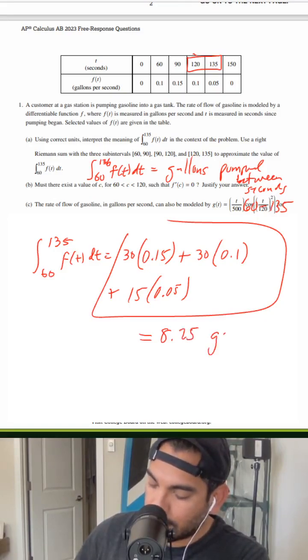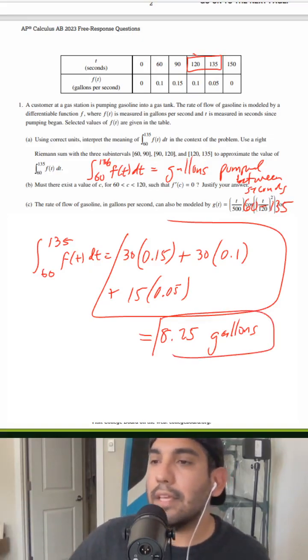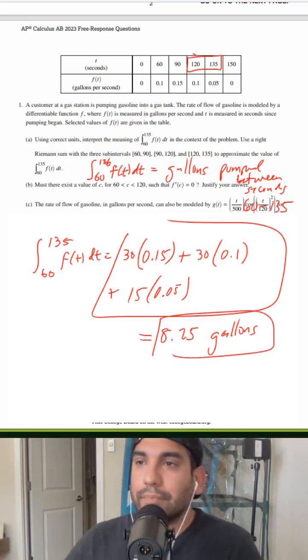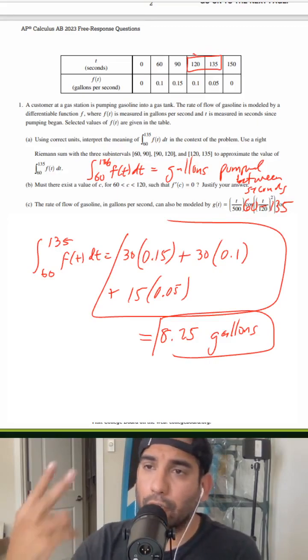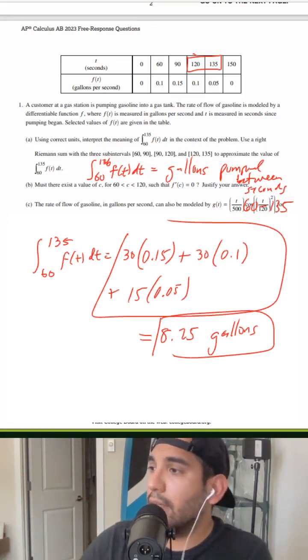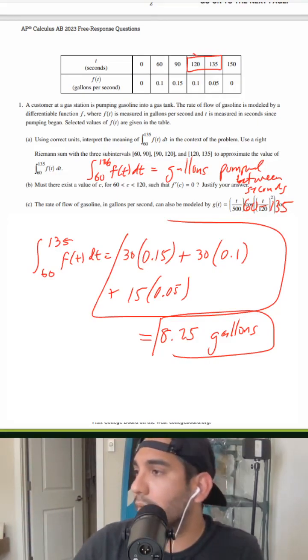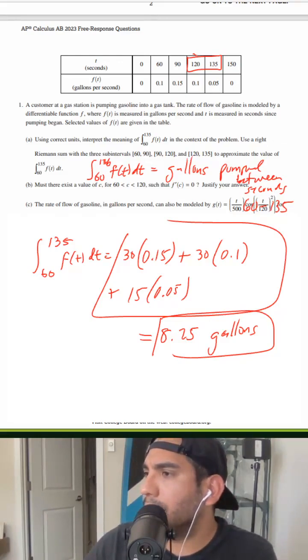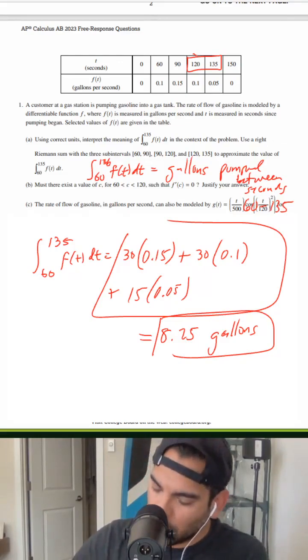I am not the one grading this exam, so there's a possibility that they have different ways that they want to grade this. So this is going to be 8.25 gallons. That's part A. Pretty simple. So I believe that's going to be 2 points.